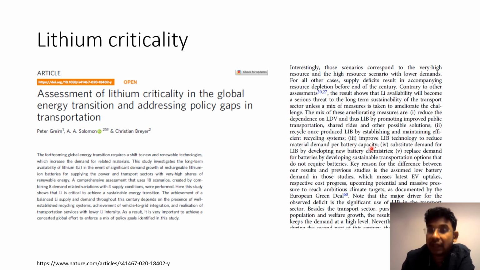What do they talk about here? Dematerialization, of course. Substitute demand for lithium batteries by developing new battery chemistries. You have sodium ion, magnesium ion, calcium ion, lithium sulfur, lithium ion, so many other battery chemistries that you could actually come up with. So substitution is the keyword here. And then replace demand for batteries by developing sustainable transport options that do not require batteries. Can we actually imagine a different kind of transportation where we don't require batteries? So all these important five points concern the answer to the criticality question of lithium.